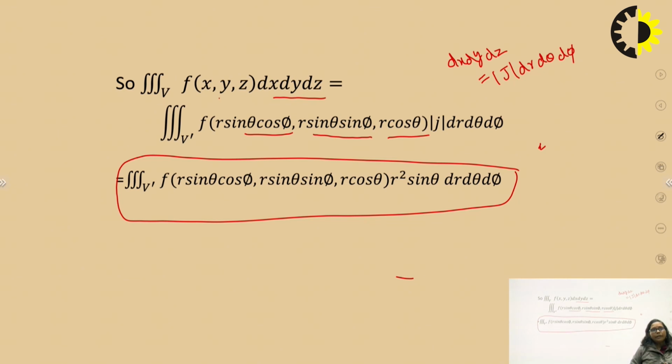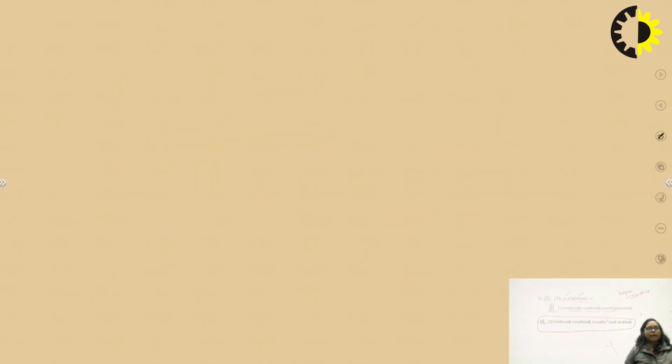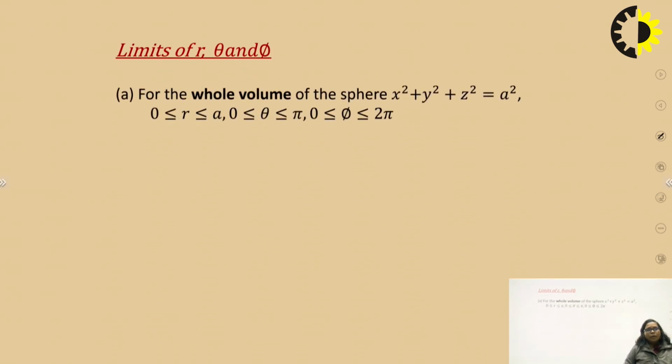So what do we need to change? We need to change the function in terms of r, theta, phi, the value dx dy dz in terms of dr d theta d phi, and lastly we need the limits of r, theta and phi also. So on converting the limits, how do we calculate the limits of r, theta and phi? Look at the limits. For the whole volume of the sphere, spherical coordinates means obviously we are working for a sphere.